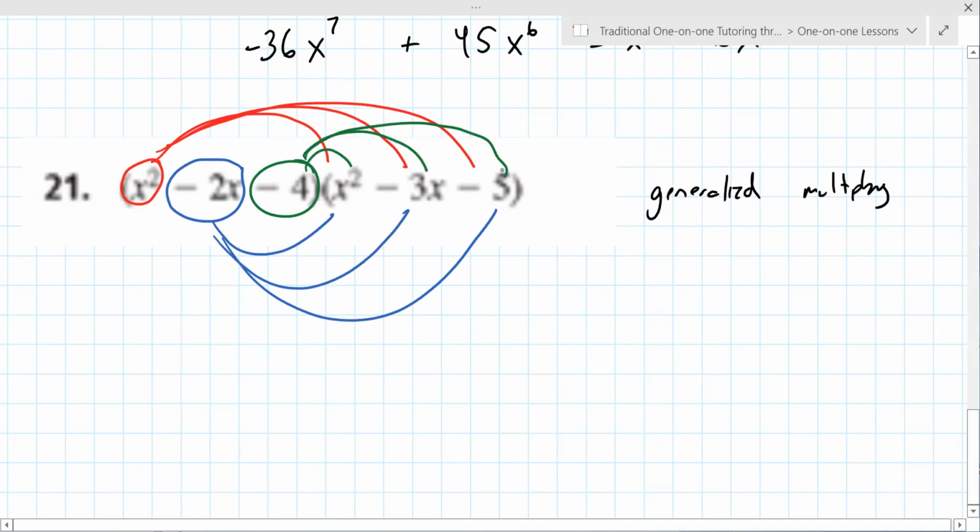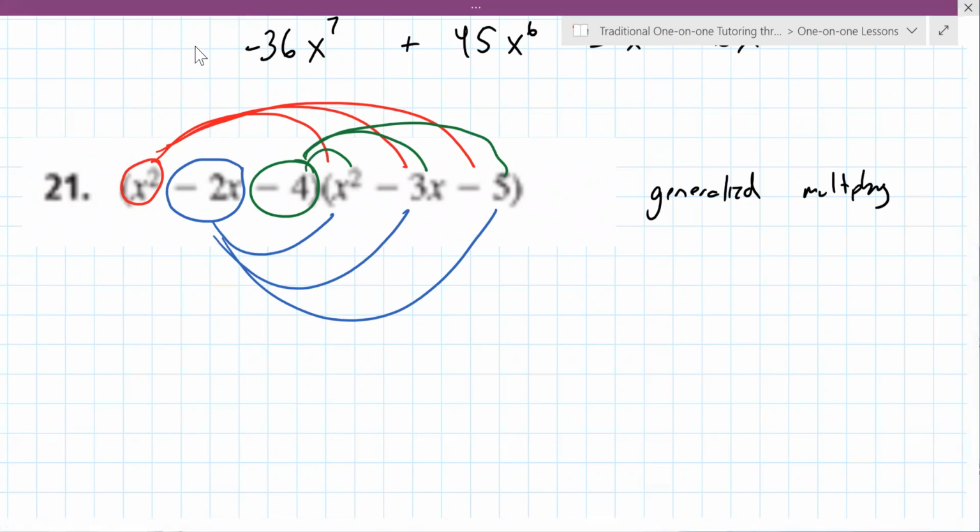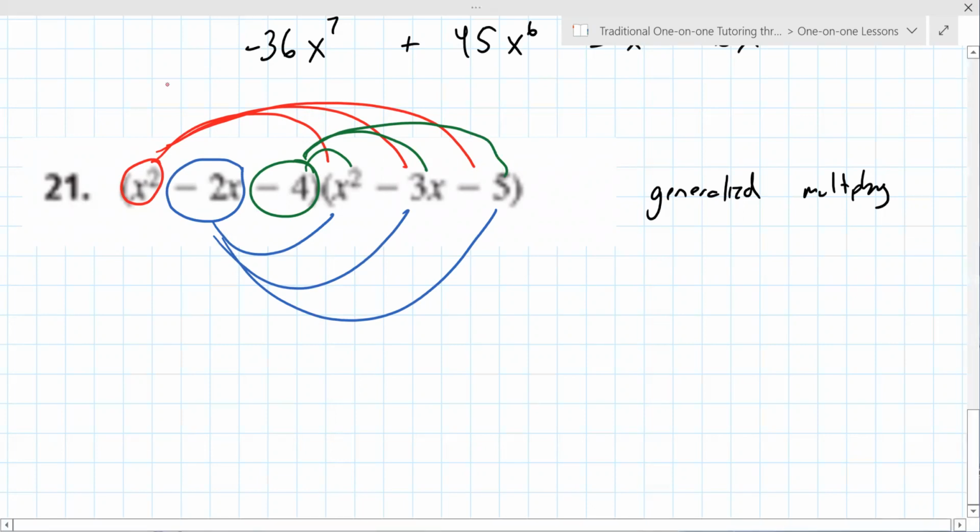Hopefully you see the pattern. Yeah, so you just multiply everything in the first parentheses. So now you can just watch here, because I think there's something you're going to see by the way that I do it that may be different than what you see in class. So x squared times x squared is x to the 4th. x squared times -3x is -3x cubed. x squared times -5 is -5x squared.